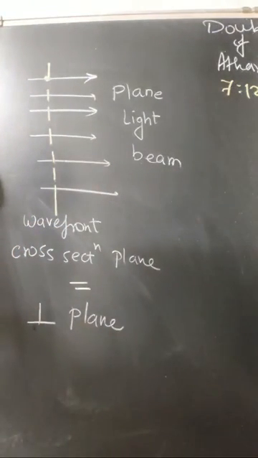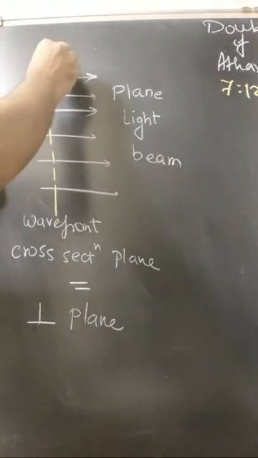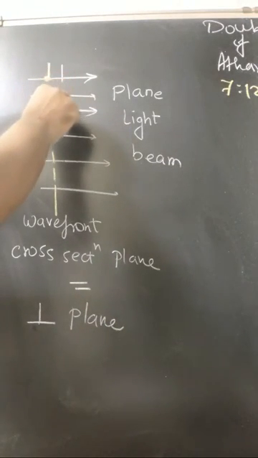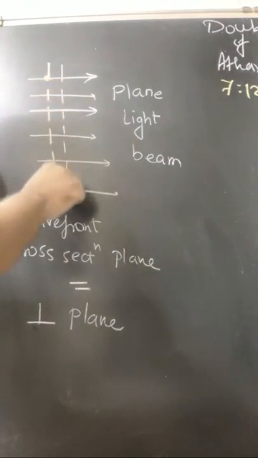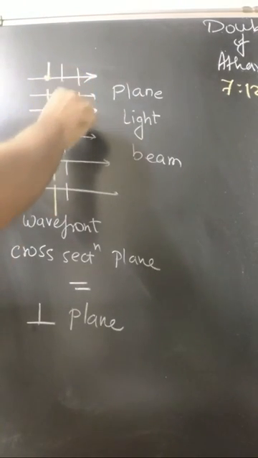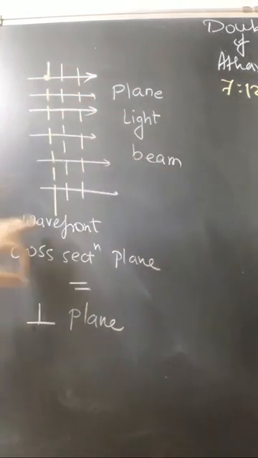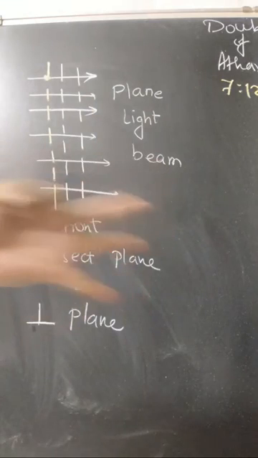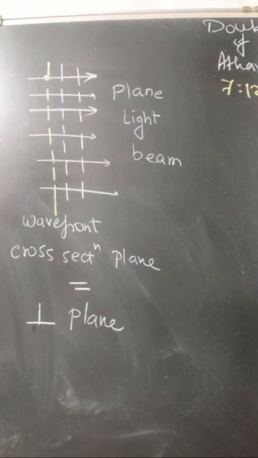So similarly, we can have many such wavefronts. Even this line is a wavefront. Even this line is a wavefront. So how many wavefronts have I drawn? 3. Getting it, everybody? We have drawn 3 wavefronts.